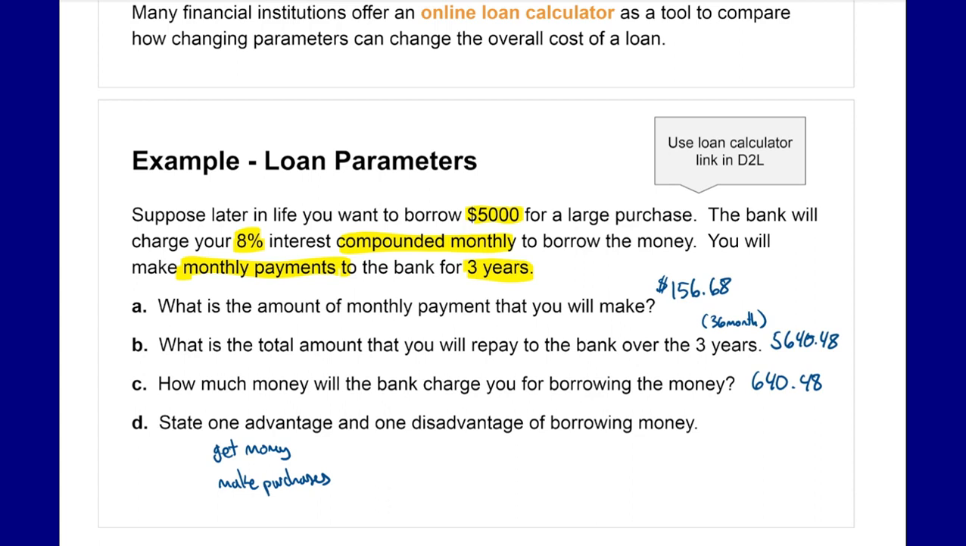One disadvantage to borrowing money: it costs money. It'd be great if it was free. It'd be great if the bank said, you know what, we trust you, we'll just give you this money, you pay it back to us whenever you want, and we're not going to charge you for it. It'd be pretty dumb on their part, but it would be nice. But that's one of the disadvantages to borrowing money. Anytime you have to borrow money, chances are it's going to cost you.